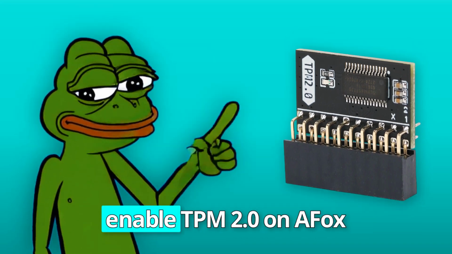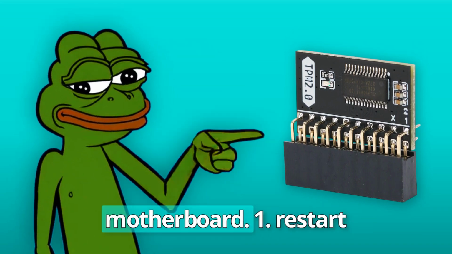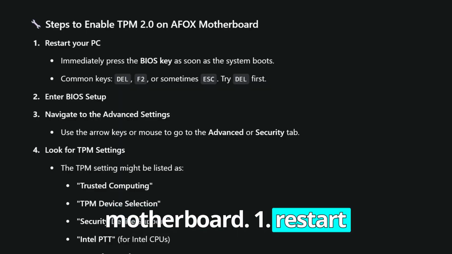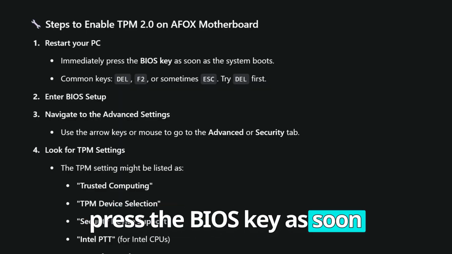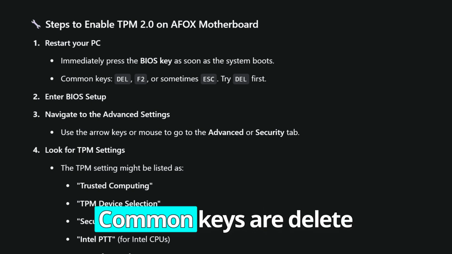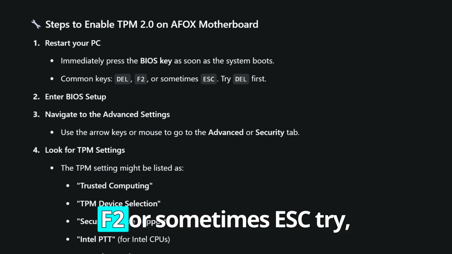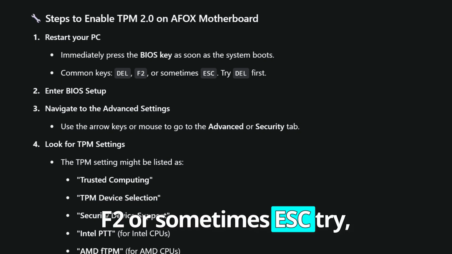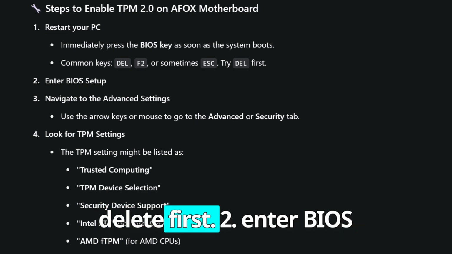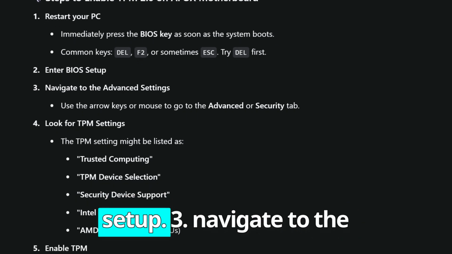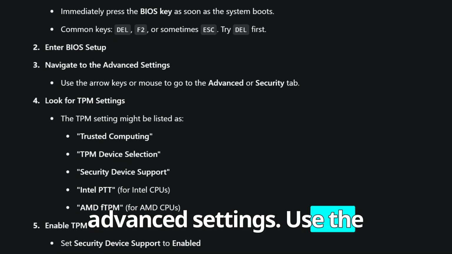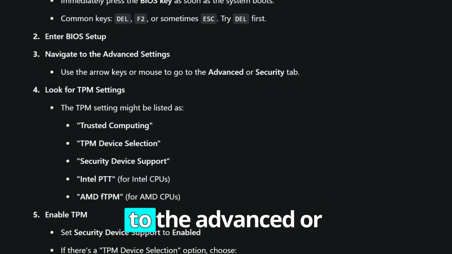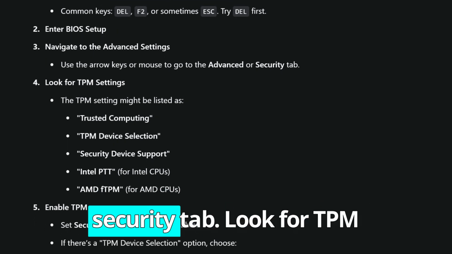First of all, enable TPM 2.0 on an AFOX motherboard. 1. Restart your PC. Immediately press the BIOS key as soon as the system boots. Common keys are Delete, F2, or sometimes Escape. Try Delete first. 2. Enter BIOS setup. 3. Navigate to the Advanced Settings. Use the arrow keys or mouse to go to the Advanced or Security tab.